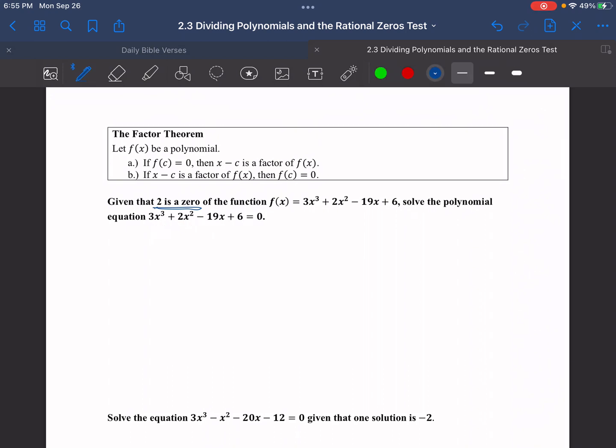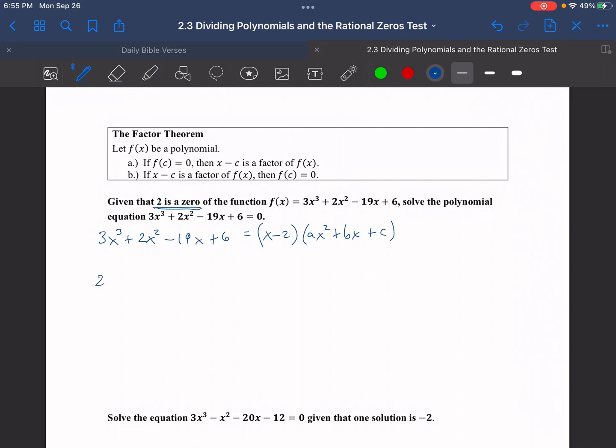All right? And so 2 is a 0. Therefore, what that tells us is that x minus 2 is a factor. In other words, we're saying that 3x cubed plus 2x squared minus 19x plus 6 is equal to x minus 2 times some ax squared plus bx plus c, like that. There's something we can factor out of there because 2 is a 0 of it, so x minus 2 is a factor. And so what we can do is go ahead and just actually try and divide the x minus 2 out of the 3x cubed plus 2x squared minus 19x plus 6. And so we'll go ahead and try that.